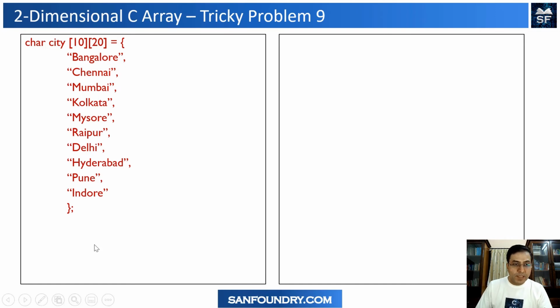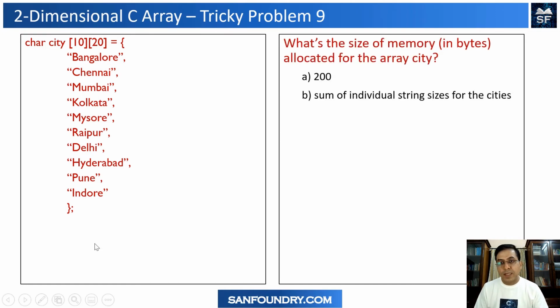So here is the same array representation, and the first thing: what's the size of the memory allocated for the array called city? Two choices I have given here. Make a note of it. Is it going to be 200, or is it just going to be the memory required for Bangalore plus Chennai and the rest, so much lesser than 200?